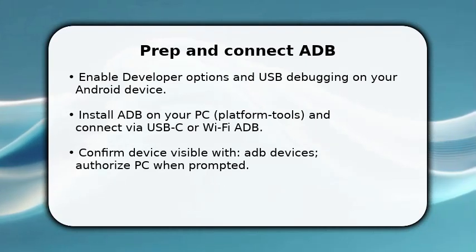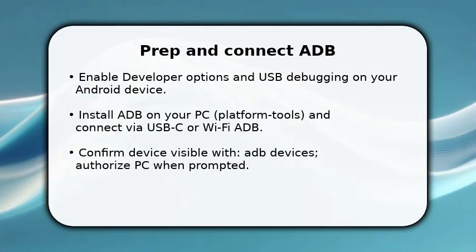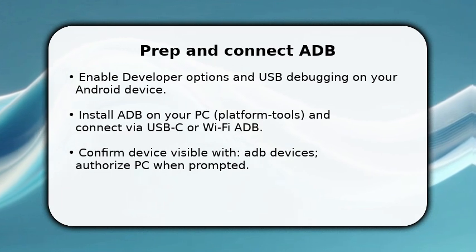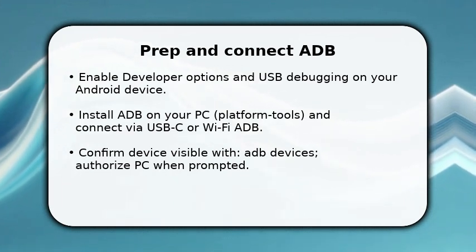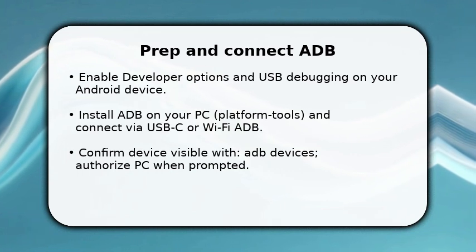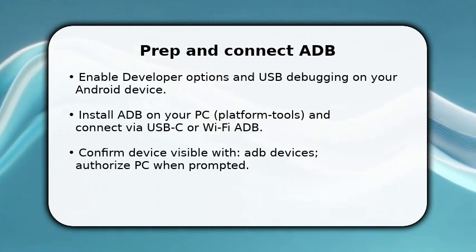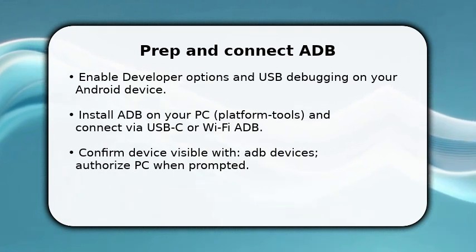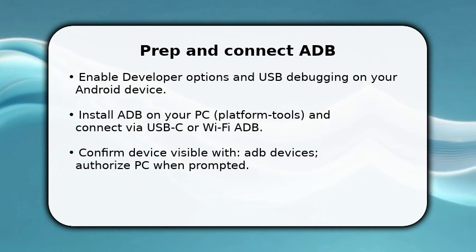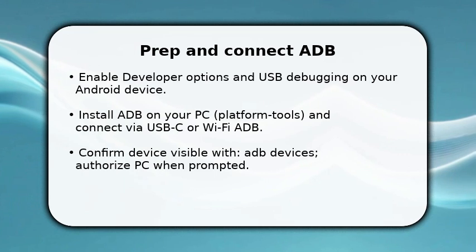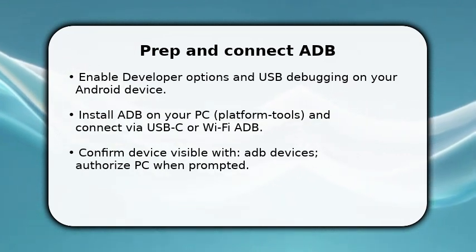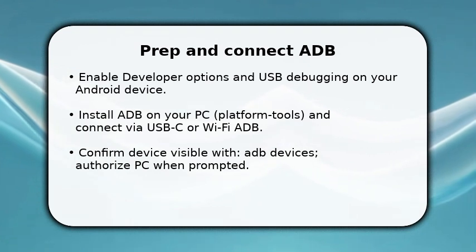You start by preparing the device, enable developer options, and turn on USB debugging. Once done, install the Android platform tools on your computer and connect the phone via USB or Wi-Fi ADB. Make sure the device shows up with adb devices and you accept the RSA prompt on the phone. This step establishes the control channel. Without it, you cannot change system overlays. Do this now so you can run the required system commands in the next slide.